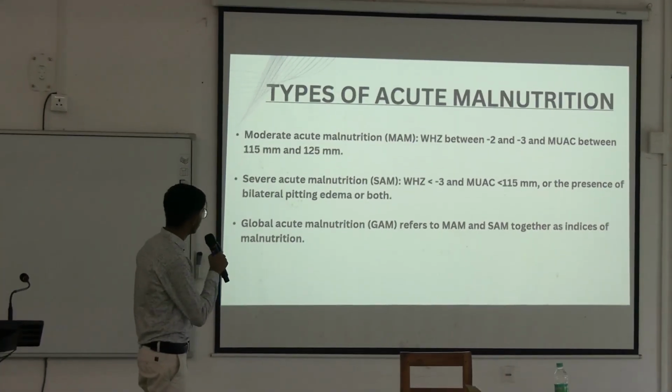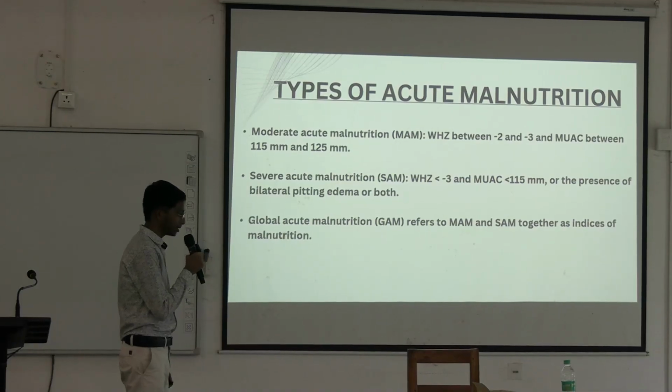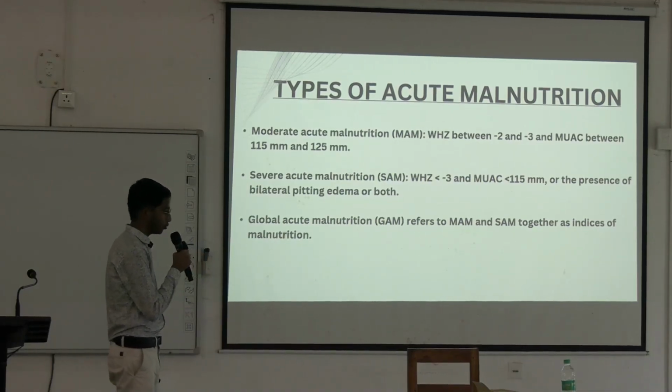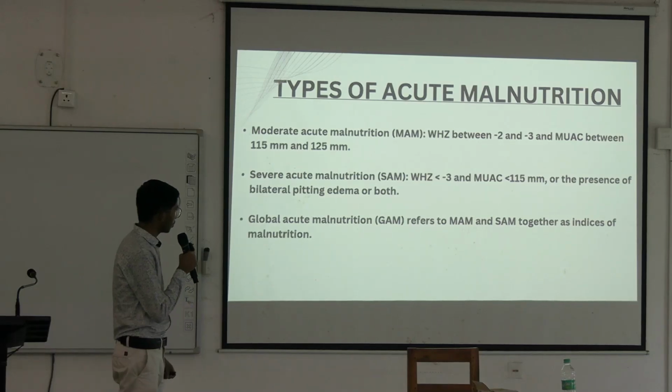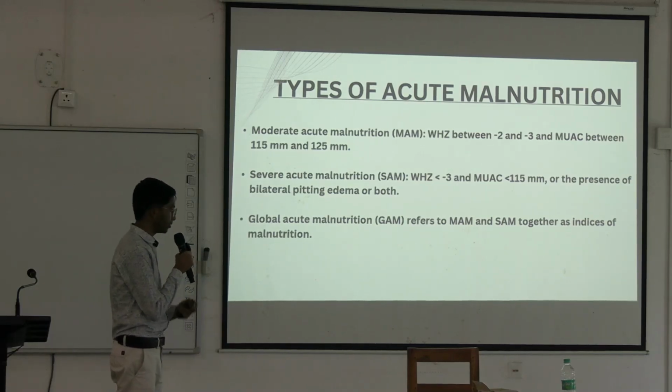Types of acute malnutrition. There are 3 types of acute malnutrition according to WHO: moderate acute malnutrition (MAM), severe acute malnutrition (SAM), and global acute malnutrition (GAM).